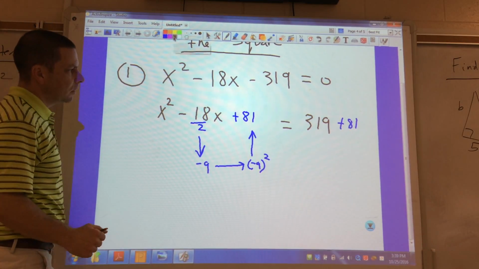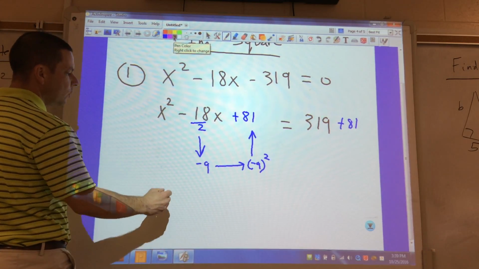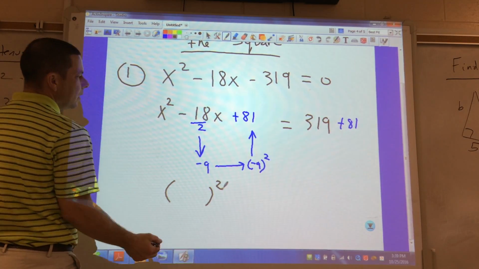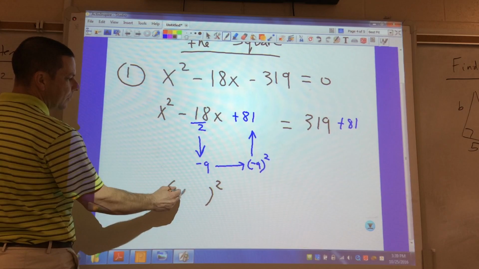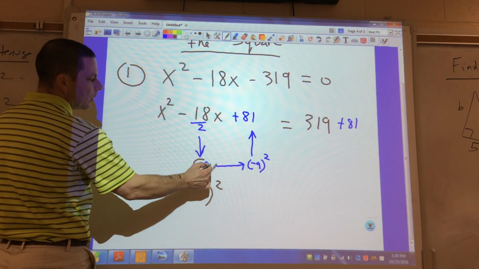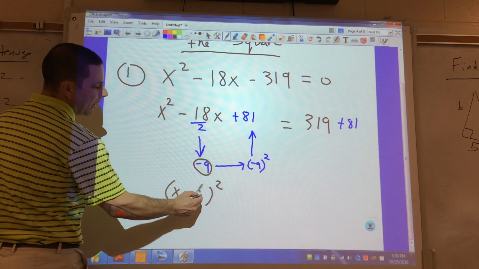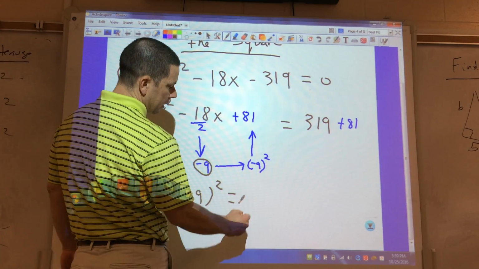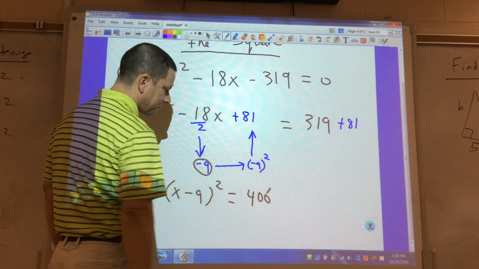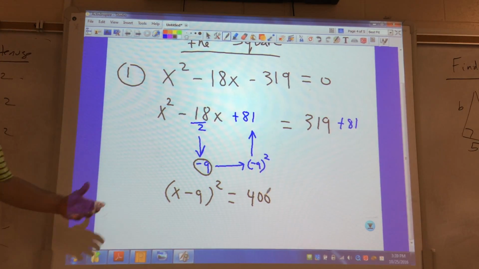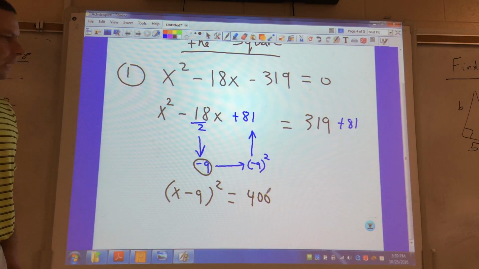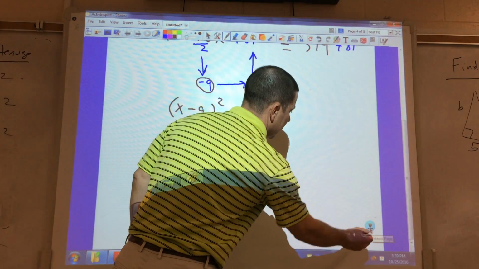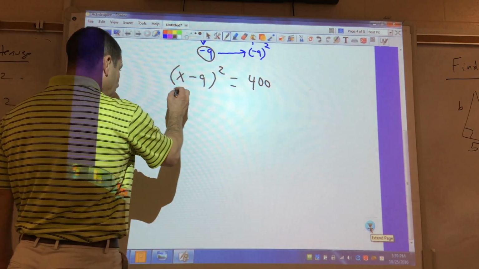Where does that take us? And we've created this perfect square trinomial here, which factors into one binomial factor squared. That would be the square root of x squared, x, and always this term on the corner here, if you write it up this way, minus 9 squared, and that equals 319 plus 81, 400. Now we have the square term isolated on the left. We are ready to take the square root of both sides and solve our equation.